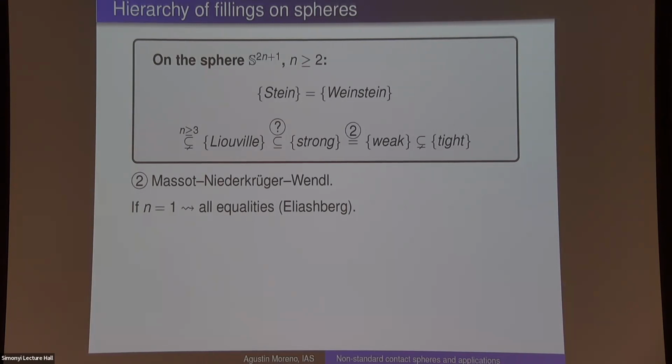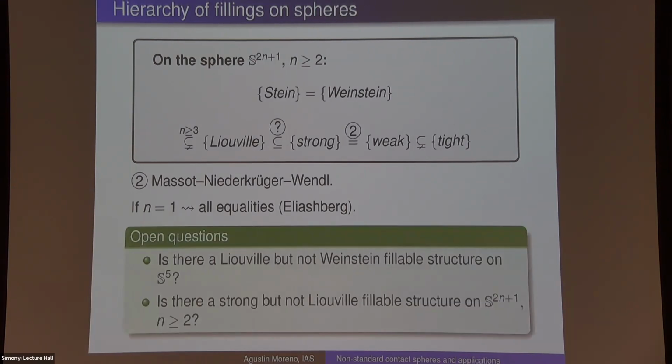Okay, but then there's one inclusion that remains that we don't really understand. So we don't know whether it's strict or not. The open questions that remain are, first of all, for dimension 5, we don't know whether there's a Liouville but not Weinstein fillable structure on S^5. But I think more interesting is the second question: is there a strong but not Liouville fillable structure on the sphere of dimension at least 5? So up to one of the inclusions, we more or less understand whether they're strict or not.